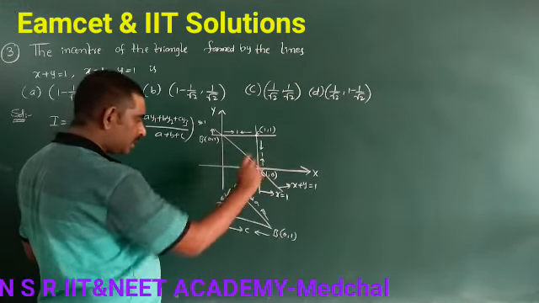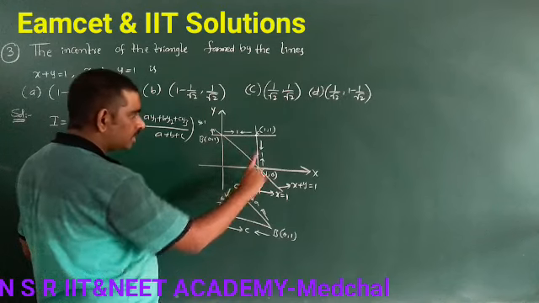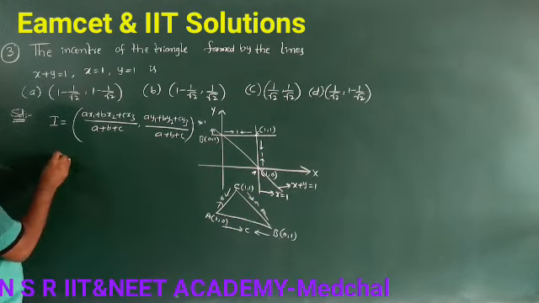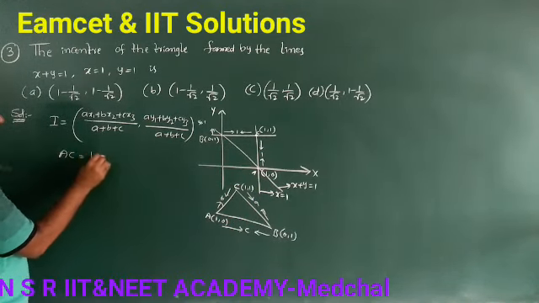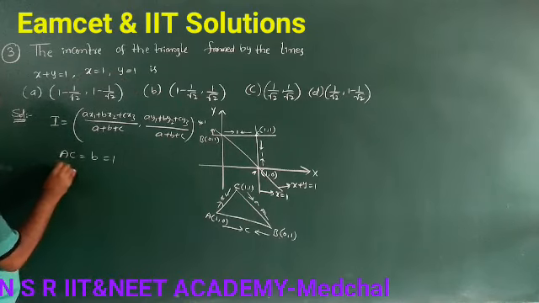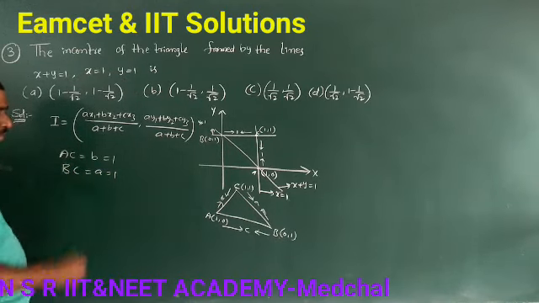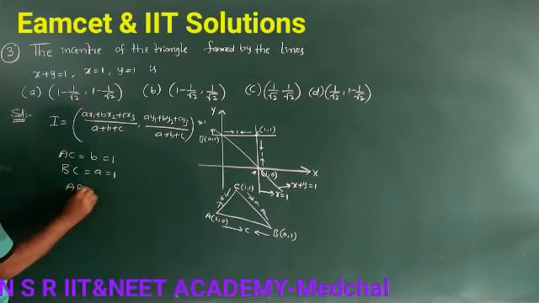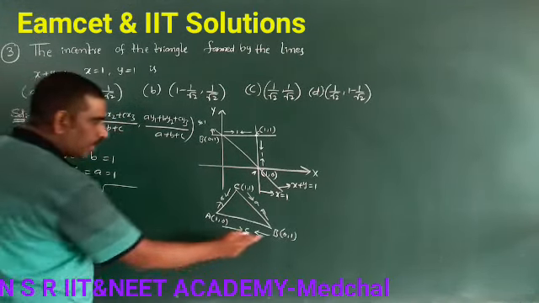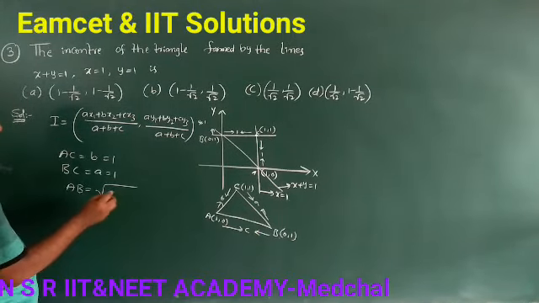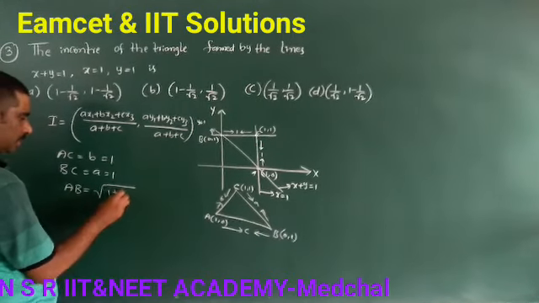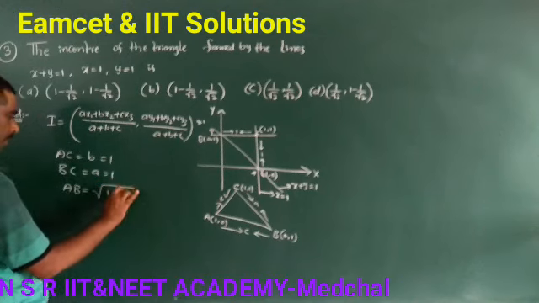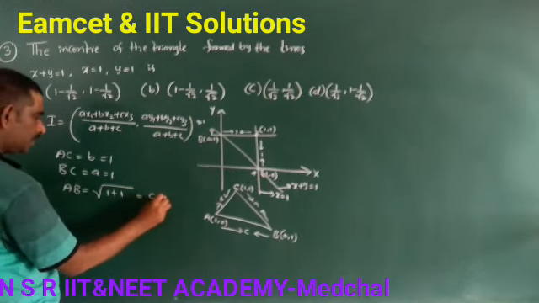Already we know the distance of AC, which is 1. So the distance of AC is equal to small b, which is 1, and the distance between BC, small a, is also equal to 1. Now we have to find the distance of AB, which is the square root of (x2 minus x1) whole square, (0 minus 1) whole square, 1, plus (1 minus 0) whole square, 1 square, 1. So we get the c value as root 2.